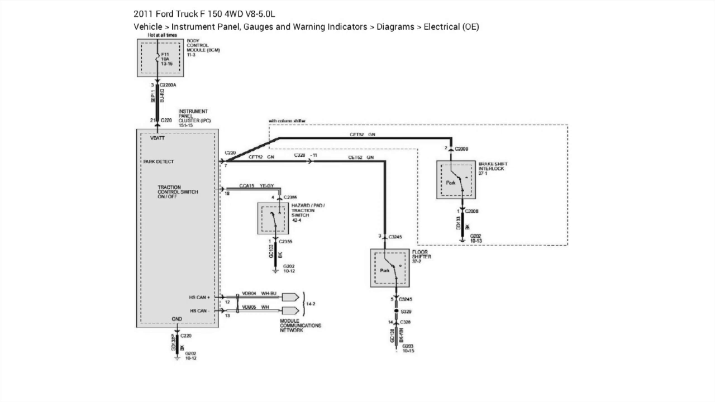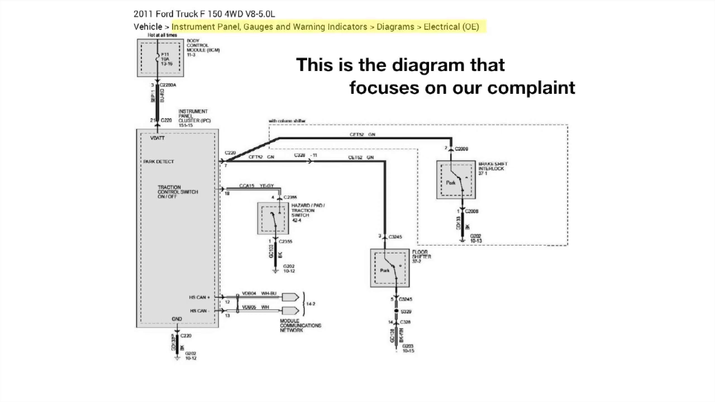So let's read this diagram. Now this shift indicator that we're talking about is located in the instrument panel, right? When you check the service info, you're going to find several different diagrams because the instrument panel displays several different things. So this particular diagram shows what we need for this particular complaint, which is the dash panel light stays on, it doesn't turn red, and the battery goes dead.